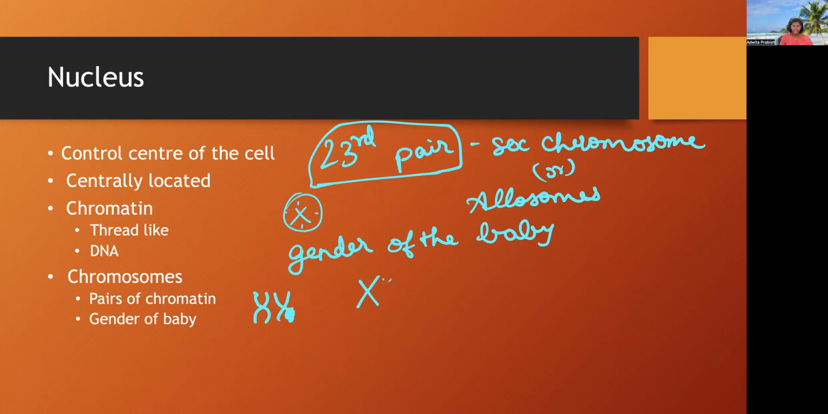So if it is an X and an X, it's a girl. If it's an X and a Y, it's a boy. This is why the 23rd pair is so important in determining the gender of the baby.